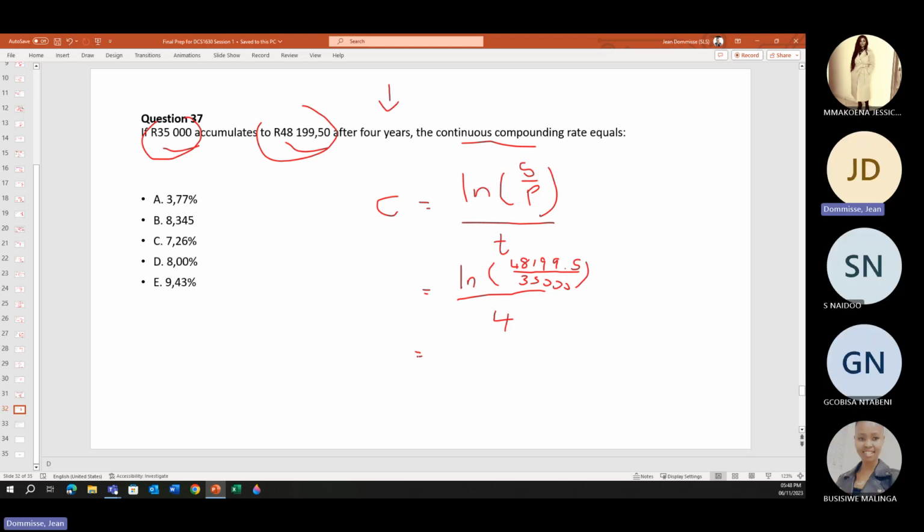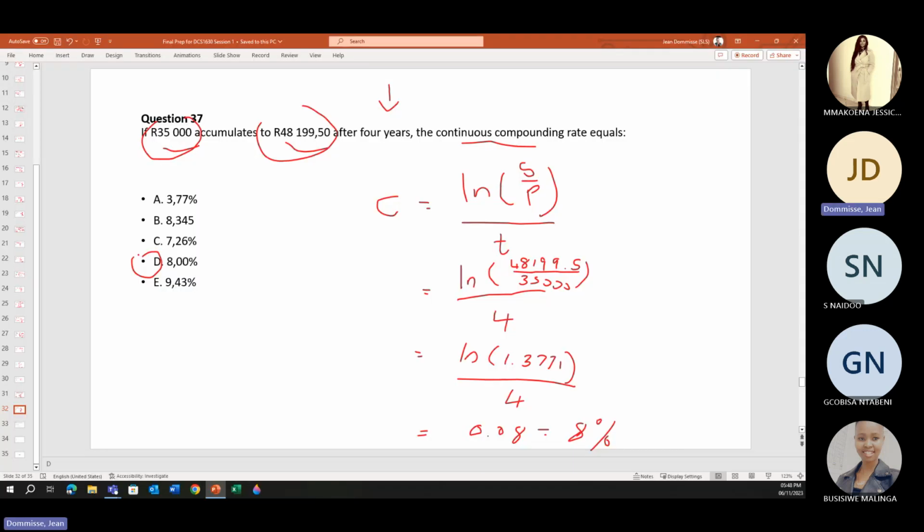Then it is log or ln of those two divided by one another. So it will basically be ln of 1.3771 divided by 4. Okay, so I get 0.08, which again, if we make it a percentage, is 8%, which is option D.